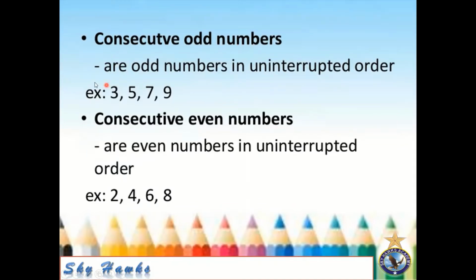Consecutive odd numbers are odd numbers in uninterrupted order. Example: 3, 5, 7, 9. Consecutive even numbers are even numbers in uninterrupted order. Example: 2, 4, 6, 8. So this is all about the continuation, the successive numbers.